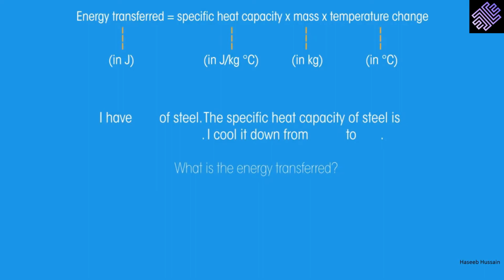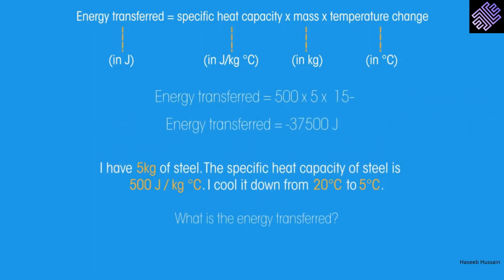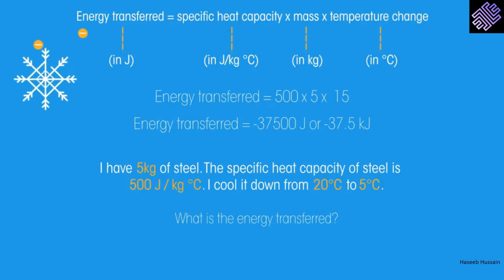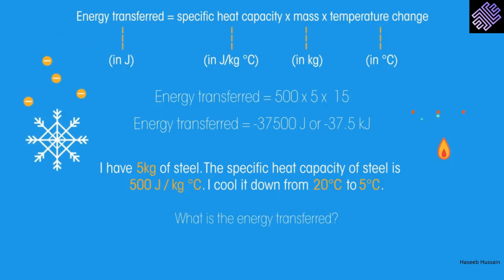Here is another practice problem. In this, we have to calculate the energy transferred to the lead. Energy transferred is equal to specific heat capacity, 500, multiplied by mass, 5 kilograms, multiplied by temperature change, which is 5 minus 20 degrees, or minus 15. We could divide by 1000 to convert the answer into kilojoules, represented by kJ. Note, the answer is negative this time instead of positive. This is because we cooled the lead. The temperature change will always be negative when cooled and positive when heated.